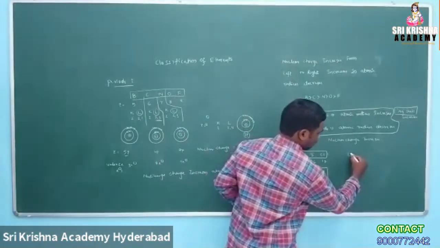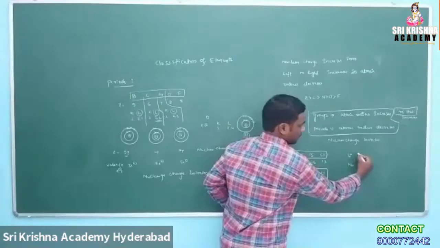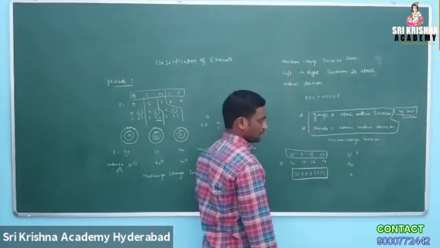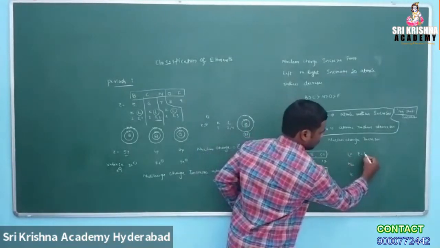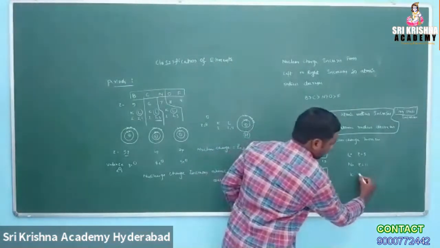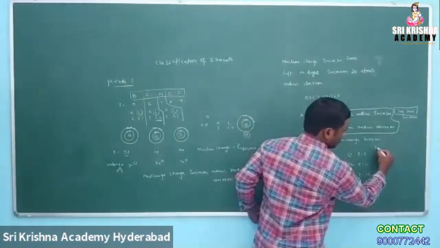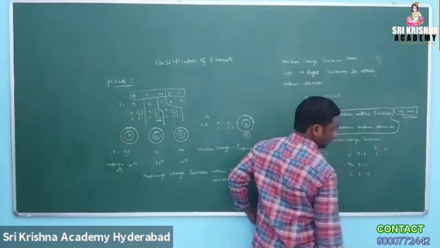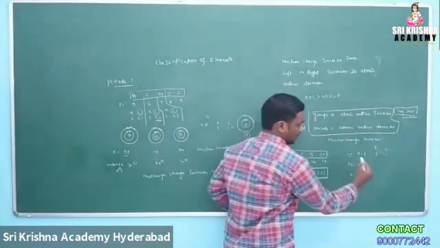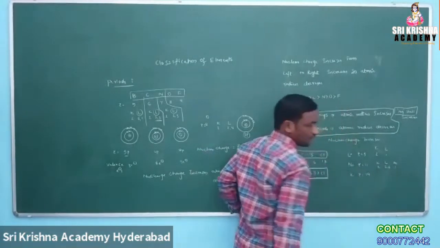Suppose any group elements are there. Group elements means, suppose lithium, sodium, potassium are there. Lithium atomic number is 3, meaning Z equals 3. Sodium atomic number 11. Potassium atomic number is 19. Shell-wise, for lithium, K shell has 2 electrons and L shell has 1 electron. For sodium, K shell has 2 electrons, L shell has 2, 6, and M shell has 1 electron.